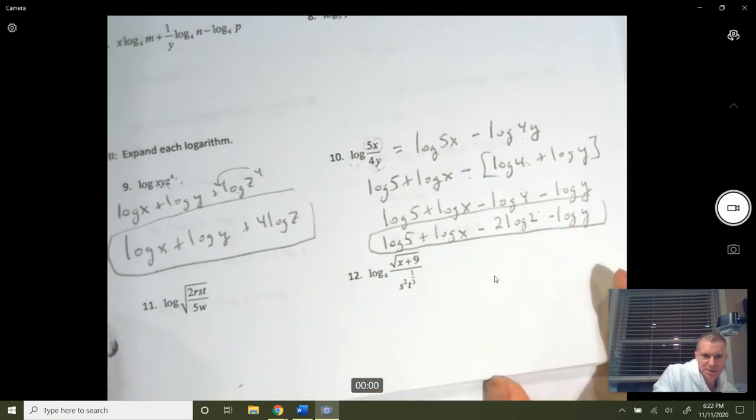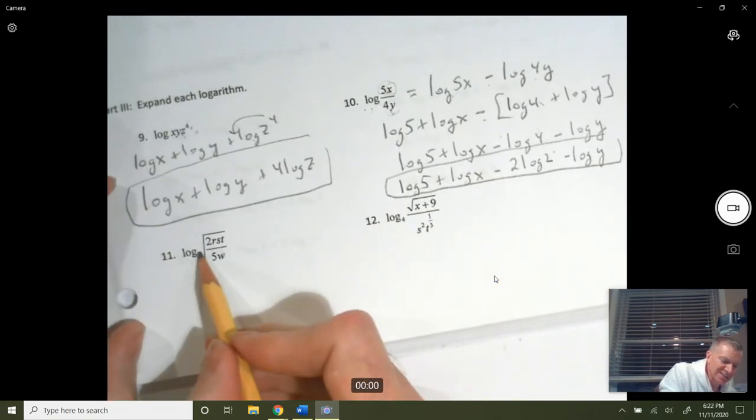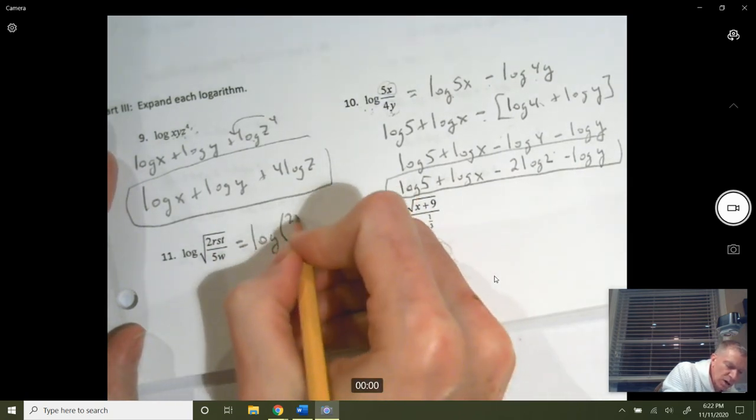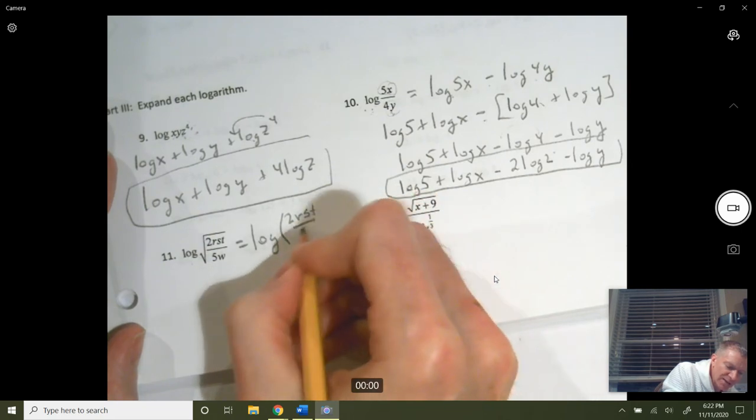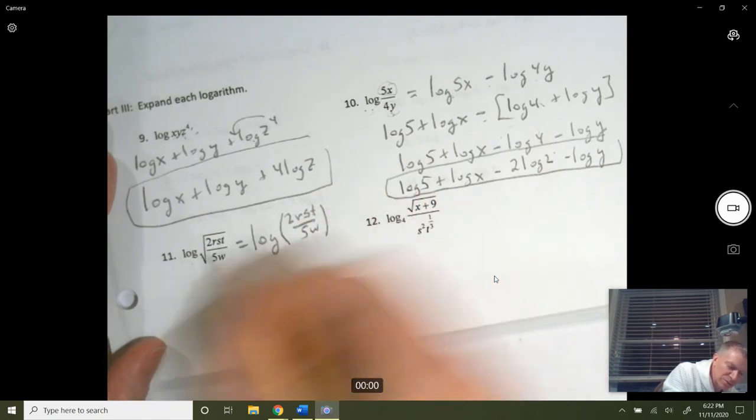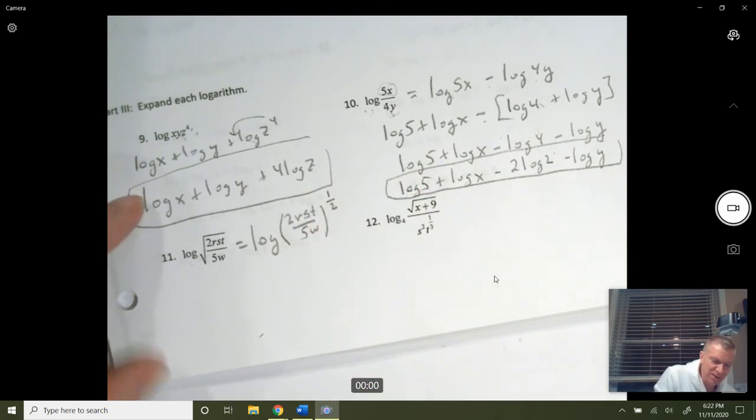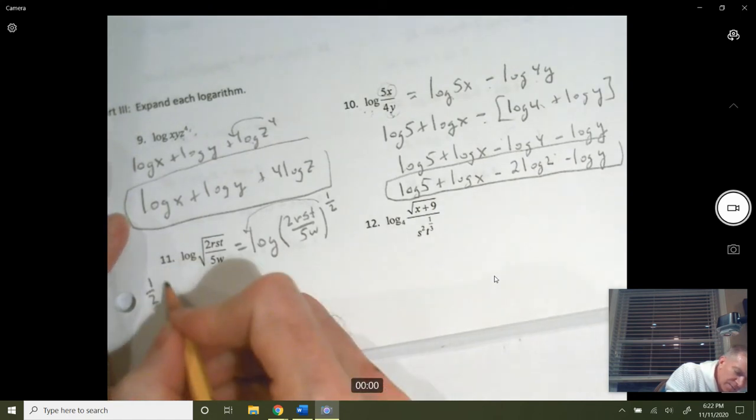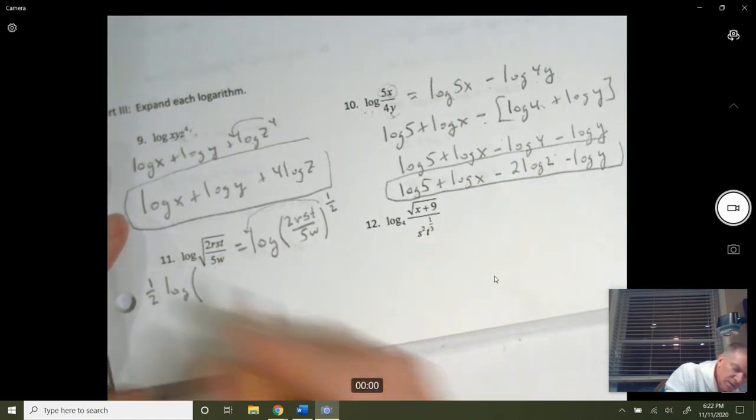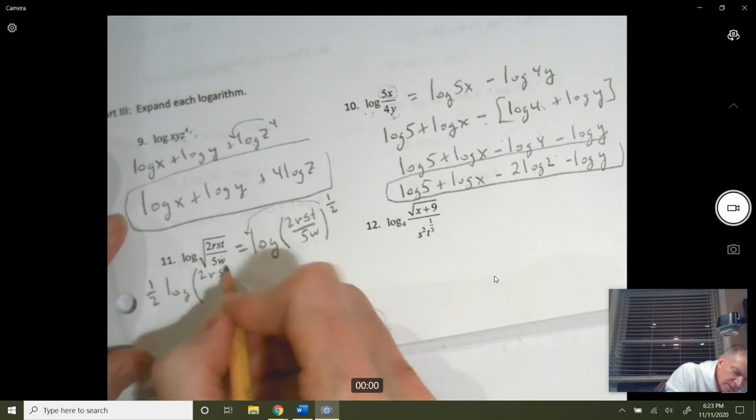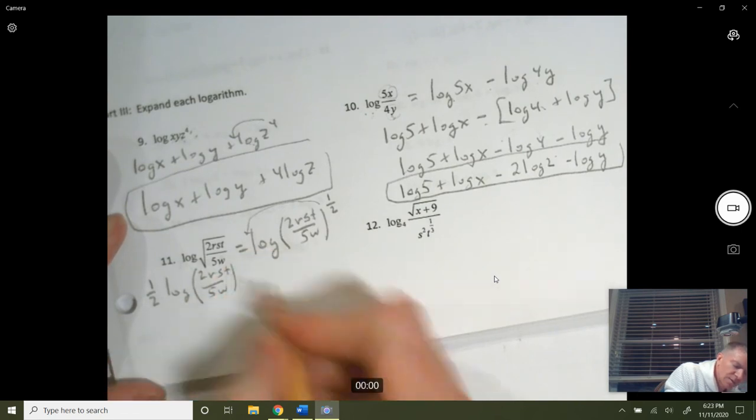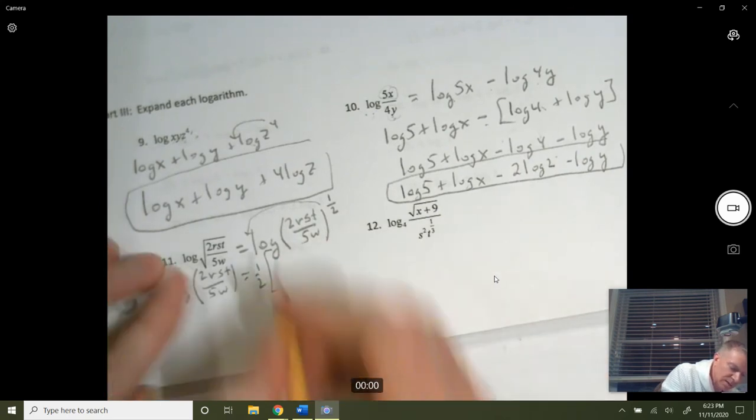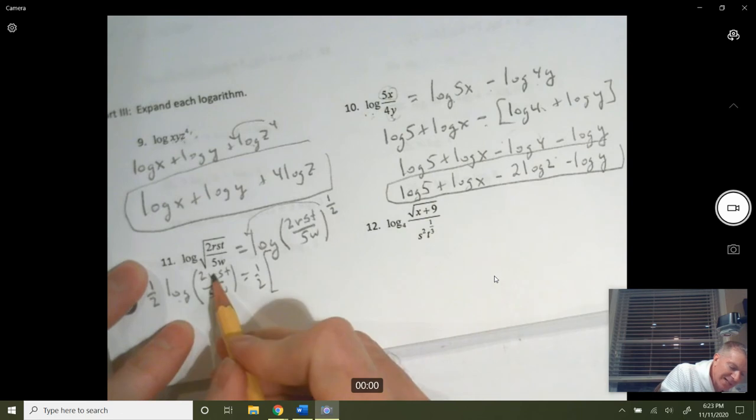Okay. This next one, this can be tricky. You've got the entire thing under a square root. So let's write that as a power. Log of 2rst over 5w. The entire thing is in a square root, so the entire thing is raised to the 1/2. That 1/2 can come out front. So I've got 1/2 times the log of 2rst over 5w. Okay, which is equal to 1/2, and that's multiplied by the entire thing. So let's do the log of the top minus log of the bottom.